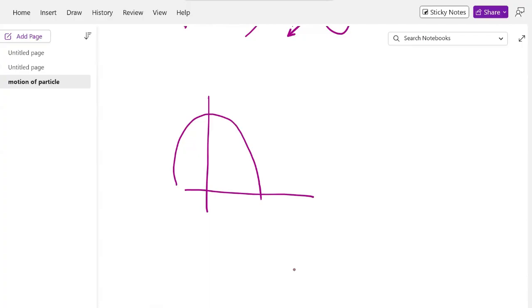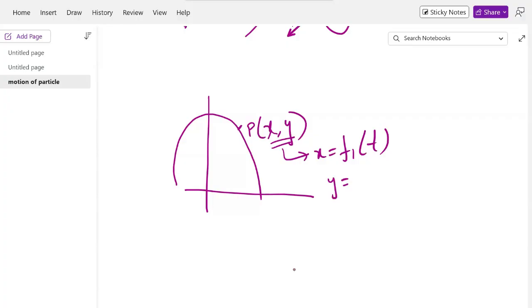Okay. So at any point, if I consider the position of the particle, (x, y), with respect to t, this x and y depend on t. That means x itself is a function of t, and y itself is a function of t. So when t is changing, our points are also changing. Suppose when t equals t1, our point is here. When t equals t2, let our point be at this point. And so this continues along the entire trajectory. We have shown it here.